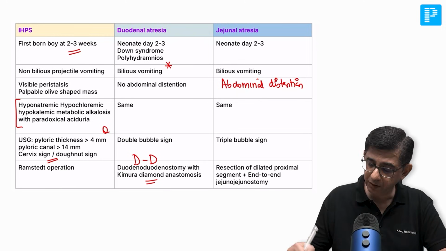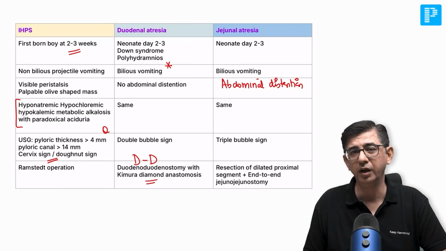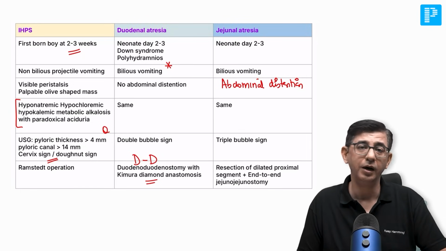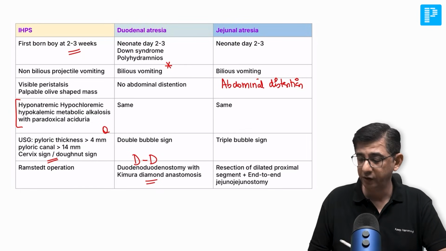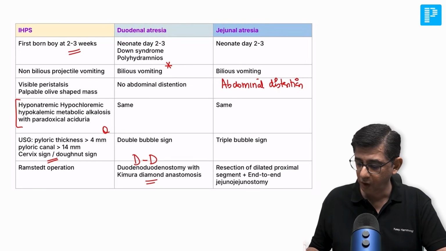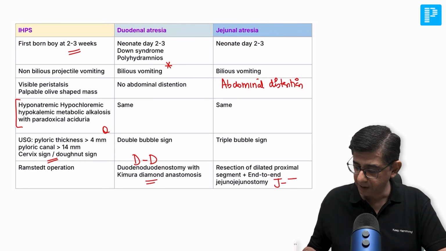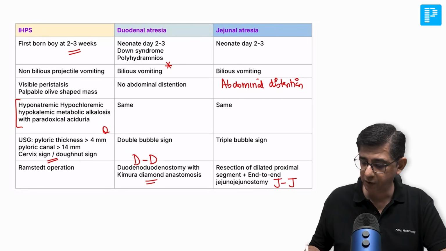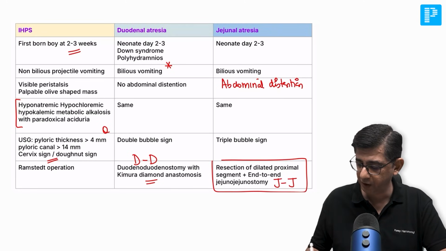Once you remember that, then he will ask you regarding what is the surgery of choice for patients of jejunal atresia. Then your answer is the resection of the dilated proximal segment with end-to-end jejunostomy. So it is J and J and D, which is to be remembered for the main surgeries that would be done in this particular case.